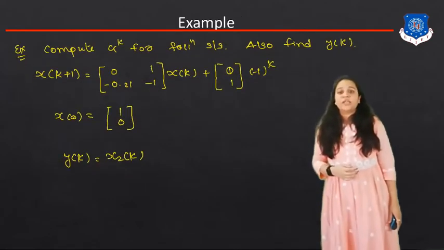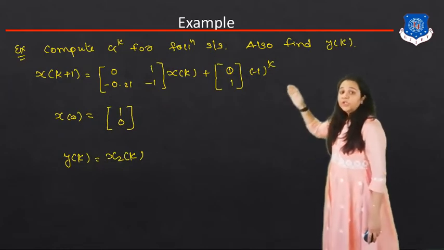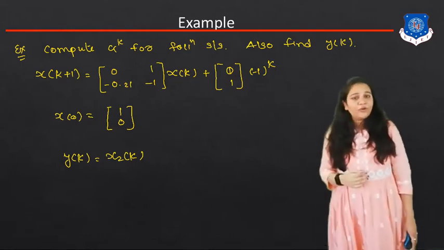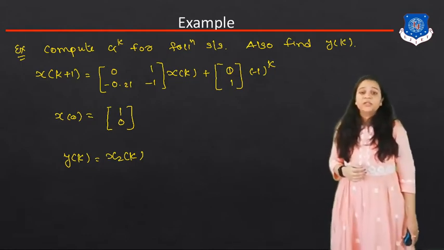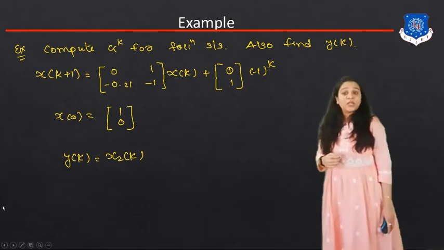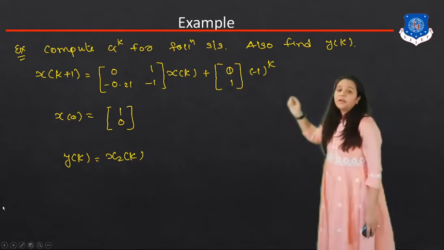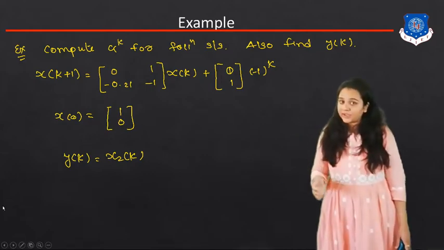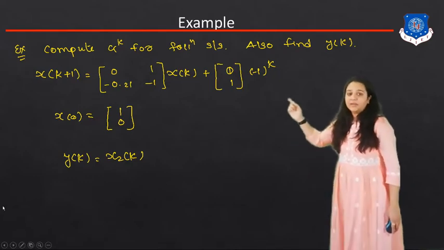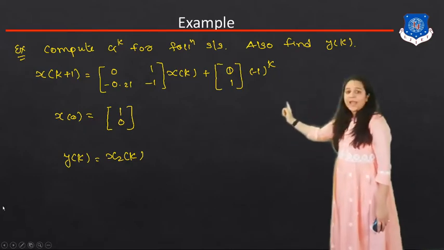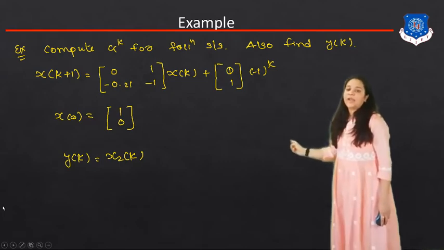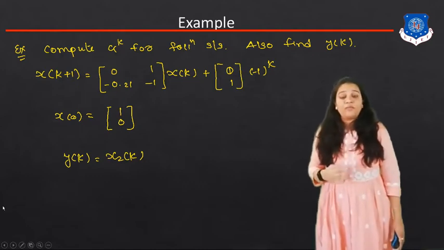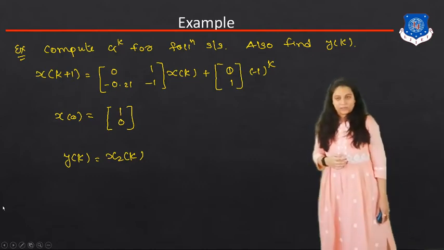First of all, the example: we have to compute G raised to k for the following system, and we also have to find the value of y of k. Here, the system equation is given in discrete form: x of k plus 1 is equal to [0, 1; minus 0.21, minus 1] x of k plus [0; 1] u of k, with x of 0 given as [1; 0], and y of k is equal to x2 of k. We have to find the value of y of k and the state transition matrix.